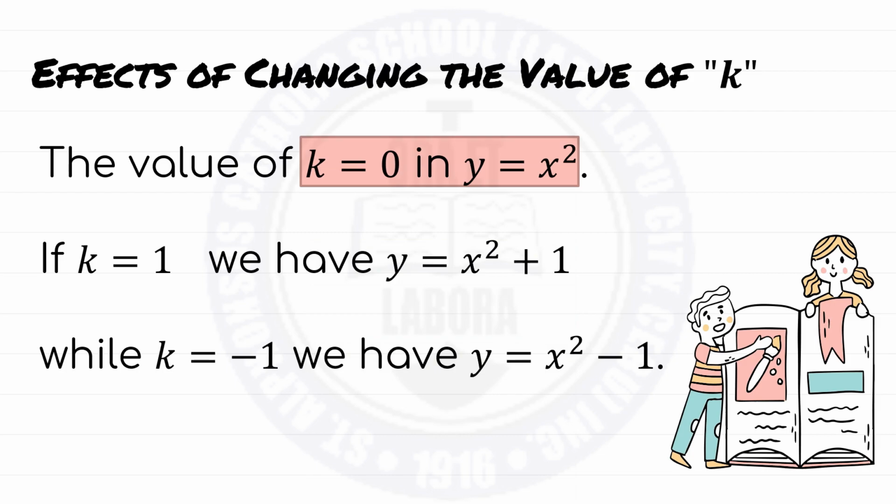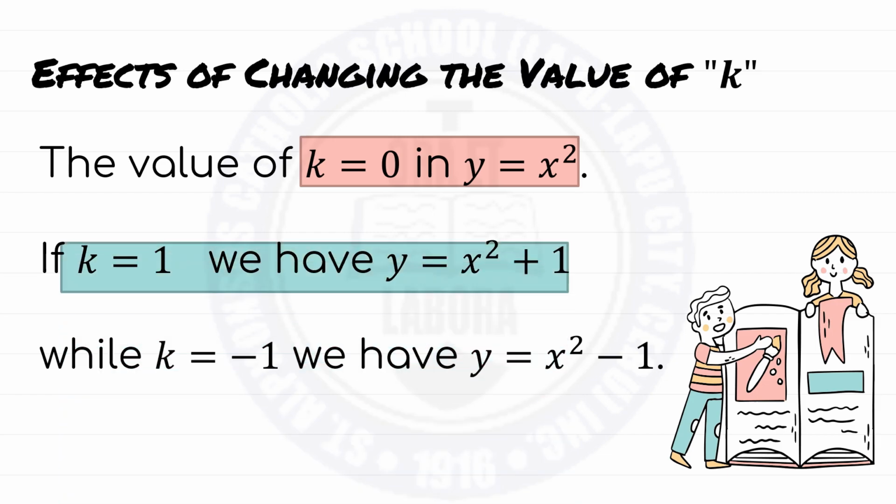Again, if k is 0, we have y equals x squared. And if we have k equals 1, we have y equals x squared plus 1. And if we have negative 1 as our k, we have y equals x squared minus 1.